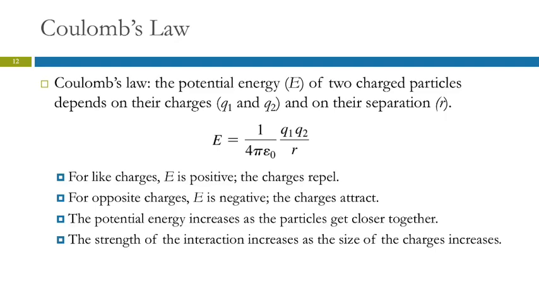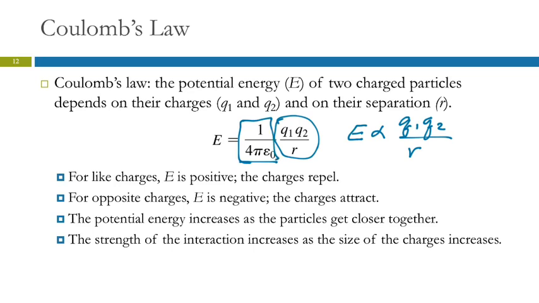So Coulomb's law gives us the relationship of the potential energy of 2 charged particles with their charges and their separation. I'm not going to ask you to do any calculations with Coulomb's law, but it's very helpful to have a basic understanding. So this is the part that we're interested in. This part is just a constant. So the potential energy of 2 charged particles is equal to this constant times Q1, Q2 over R. Or we can say the energy is proportional to Q1, Q2 divided by R.